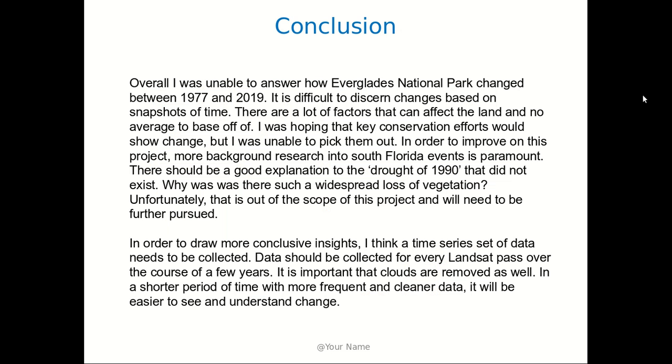It's difficult to discern the changes based on snapshots of time. There are a lot of factors that can affect the land and no average to base off. I was hoping that key conservation efforts would show change, but I was unable to pick them out. In order to improve on this project, I think there needs to be more background research. So what happened in 1990?